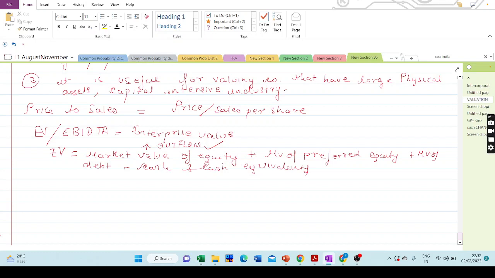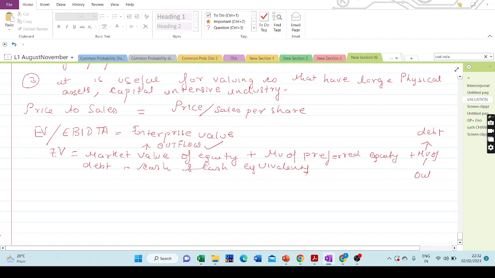Guys, if you acquire a company, you would also take over the debt of the company. It will become your responsibility to repay the debt of that company, and this too would be an outflow. The acquirer would need to repay the debt holders of the target company, so that too would be an outflow. And guys, once the acquirer acquires the target, the acquirer gets the cash reserves of the target.